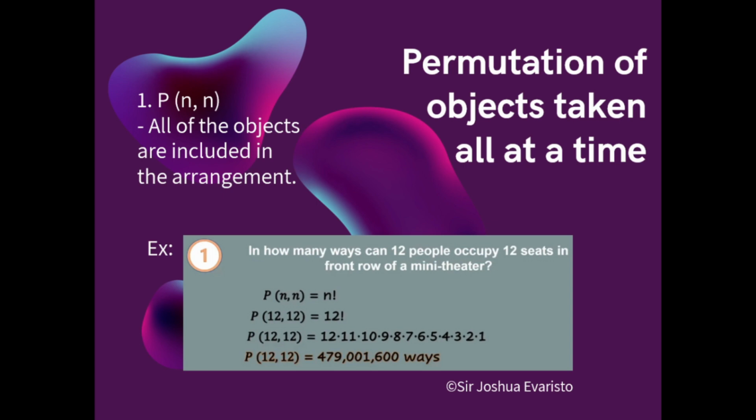Permutation of objects taken all at a time can be illustrated in the form of permutation of n, n. In this instance, all of the objects are included in the arrangement. Permutation of n, n can be computed in the form of n factorial, where n is the number of objects.